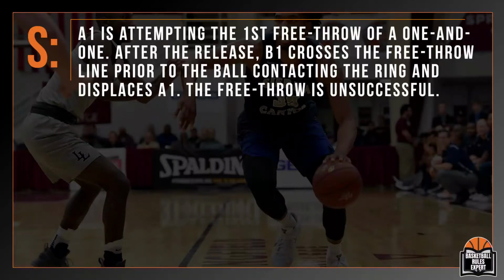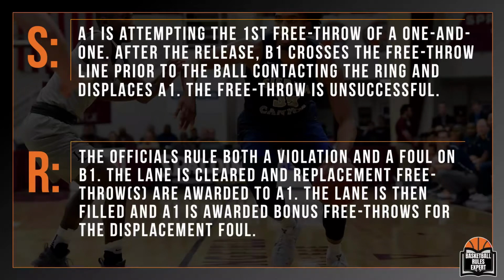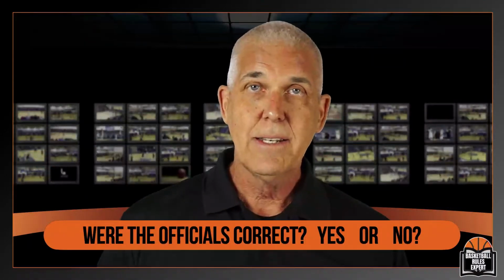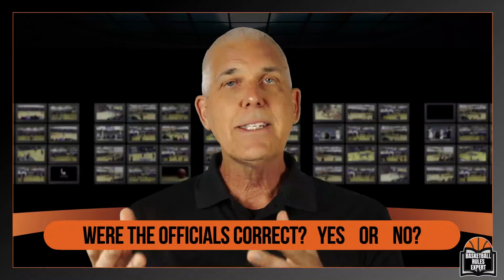A1 is attempting the first free throw of a 1-and-1. After the release of the free throw, B1 crosses the free throw line prior to the ball contacting the ring and displaces A1. The free throw is unsuccessful. The officials rule both a violation and a foul on B1. The lane is cleared and replacement free throws are awarded to A1. The lane is then filled and A1 is awarded bonus free throws for the displacement foul. Were the officials correct? Yes or no? All right, these plays can be challenging.